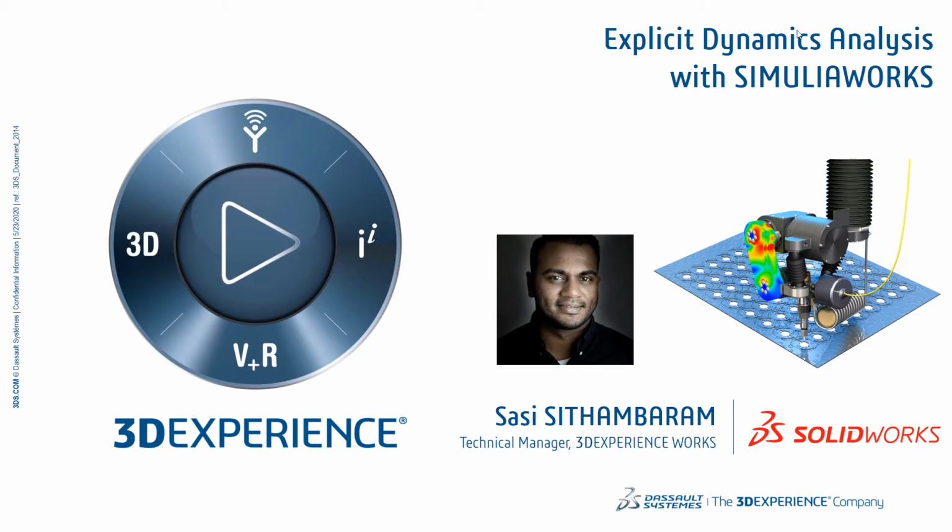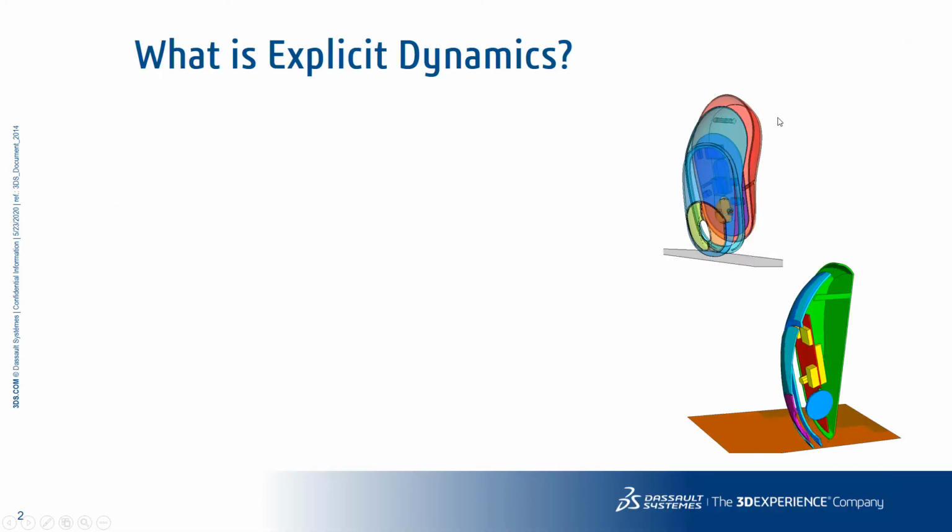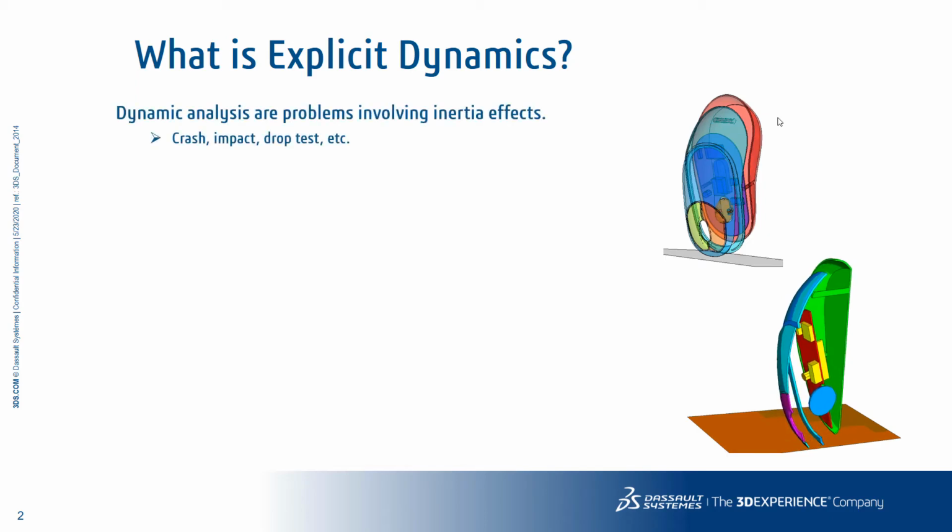So let's start off by answering the question, what is explicit dynamics? Let's first define what a dynamics analysis is. It basically is problems involving inertia effects. So any type of crash testing, impact testing, drop tests, these will all be considered dynamic problems. When it comes to dynamic problems, there's two ways to approach or to solve it. One is using an implicit method and the other would be using an explicit method.